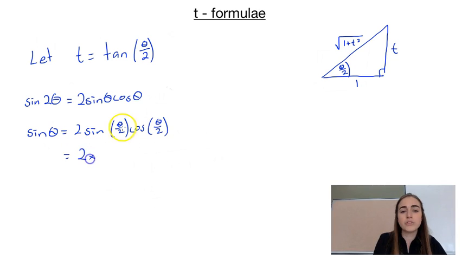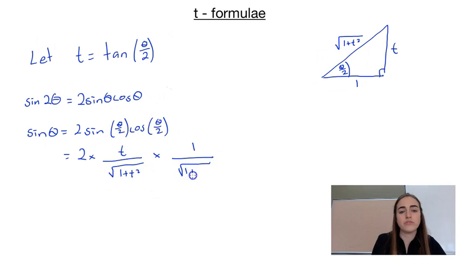So we're going to have 2 times sine theta over 2, which is opposite over hypotenuse, so t over the square root of 1 plus t squared, times cos theta over 2, which is adjacent over hypotenuse, so 1 over the square root of 1 plus t squared. Now if we multiply numerators, we'll end up with 2t, and if we multiply denominators, we'll end up with 1 plus t squared. So this is our second t formula.